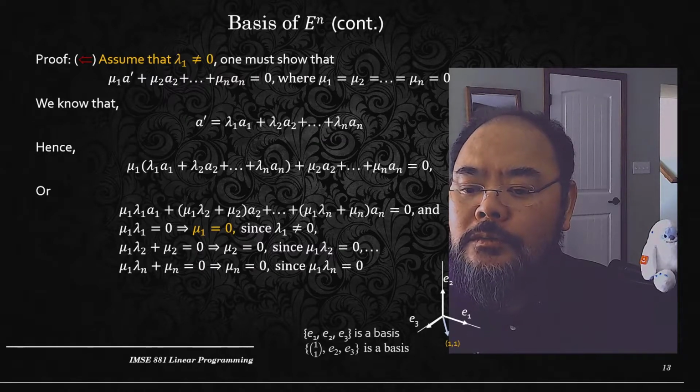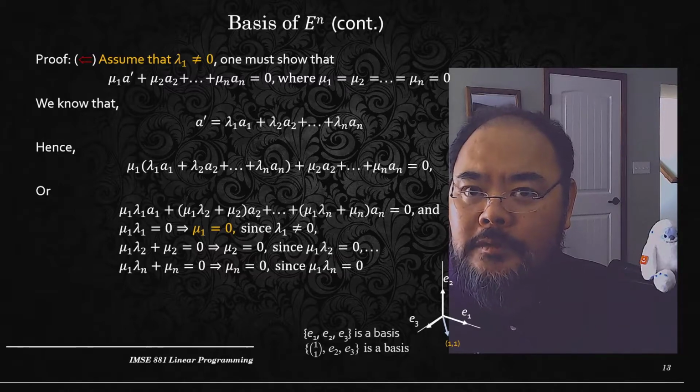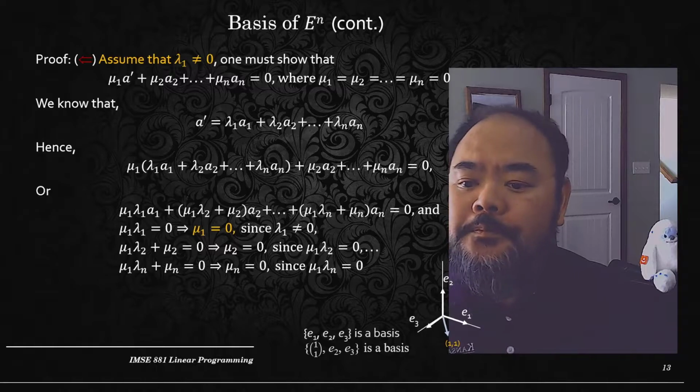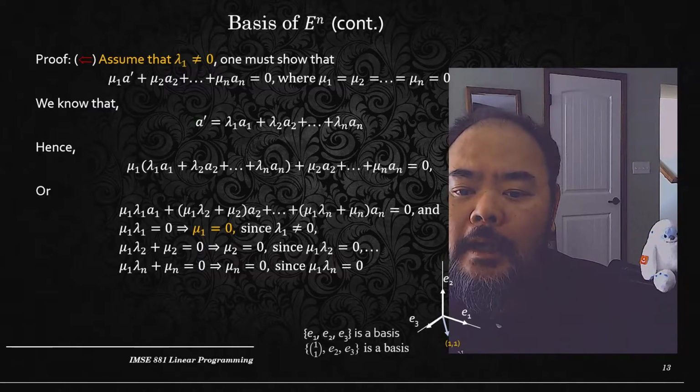However, we also know that A prime can be represented as a linear combination of A1, A2, and An.